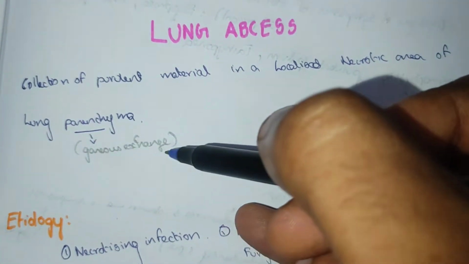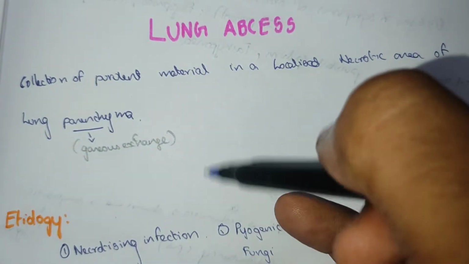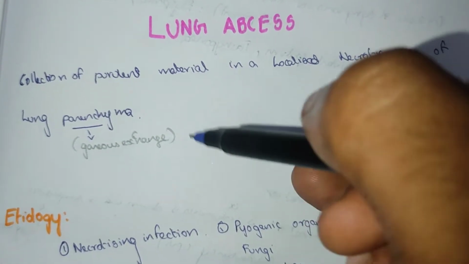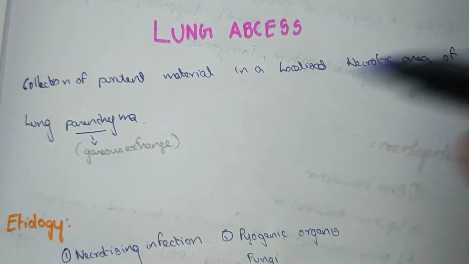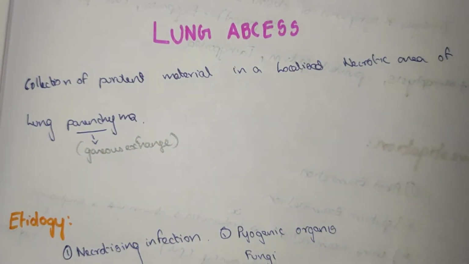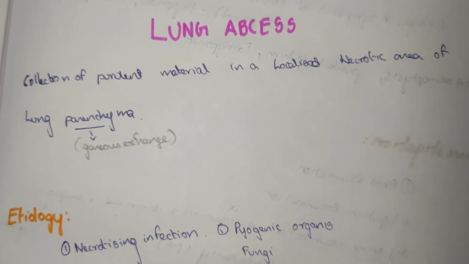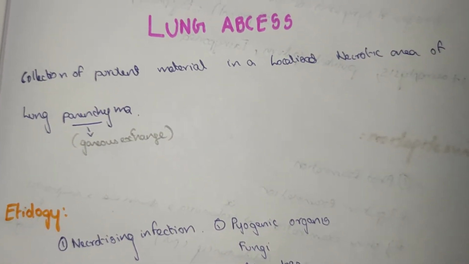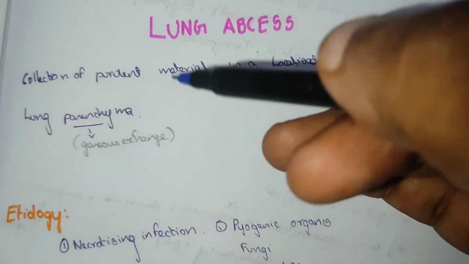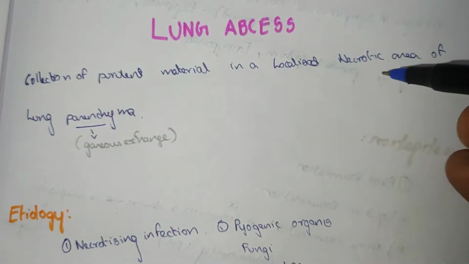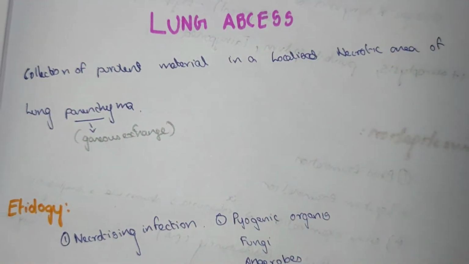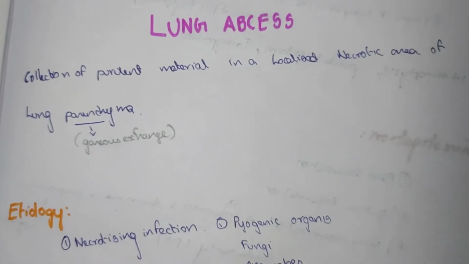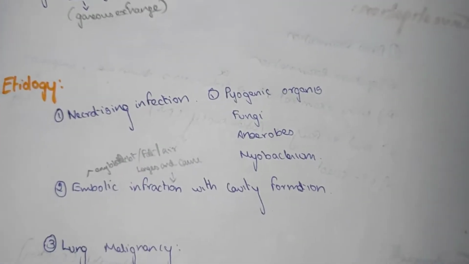The word parenchyma indicates that in that place gaseous exchange takes place. So when pus forming cells are present in that place and pus is produced, this is known as lung abscess, the collection of purulent material in a localized necrotic area of lung parenchyma. Now we will see the etiology of this lung abscess.